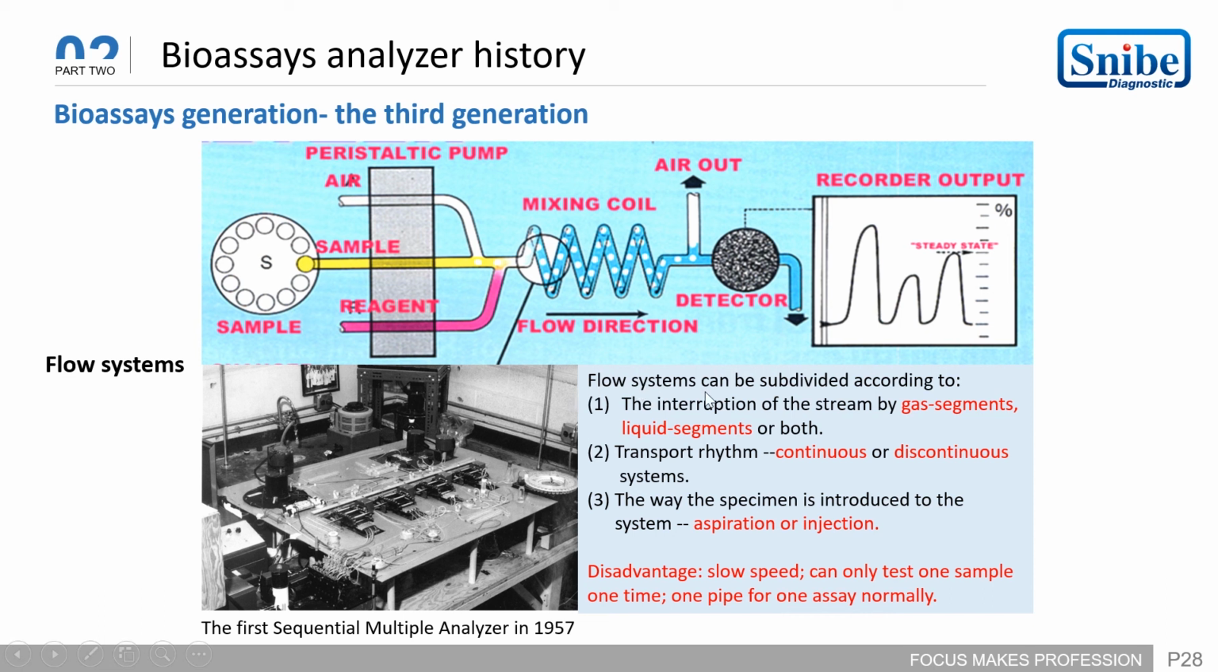Flow systems can be subdivided according to: 1. The interruption of the stream by gas segments, liquid segments, or both. 2. Transport rhythm, continuous or discontinuous systems. 3. The way the specimen is introduced to the system, aspiration or injection. And its disadvantages are slow speed, it can only test one sample one time, and normally one pipe for one assay.